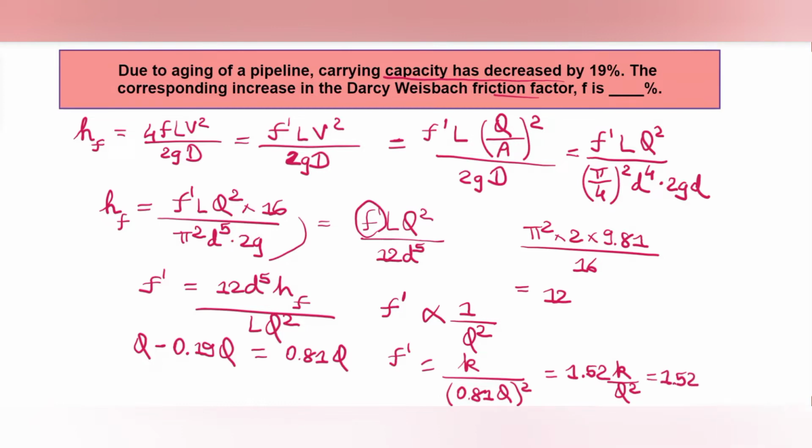Now as this is 1.52, इसका मतलब क्या होता है कि इंक्रीज़ कितने से हुआ. K अपॉन क्यू स्क्वायर हमारा क्या है, F डैश है. तो इंक्रीज़ कितना हुआ, 1 + 0.52. इतना इंक्रीज़ हुआ, इसका मतलब 0.52 जितना इंक्रीज़ हो रहा है. तो 0.52 इंटू 100 करते हैं तो विल गेट द परसेंटेज एंड दैट विल बी 52%.